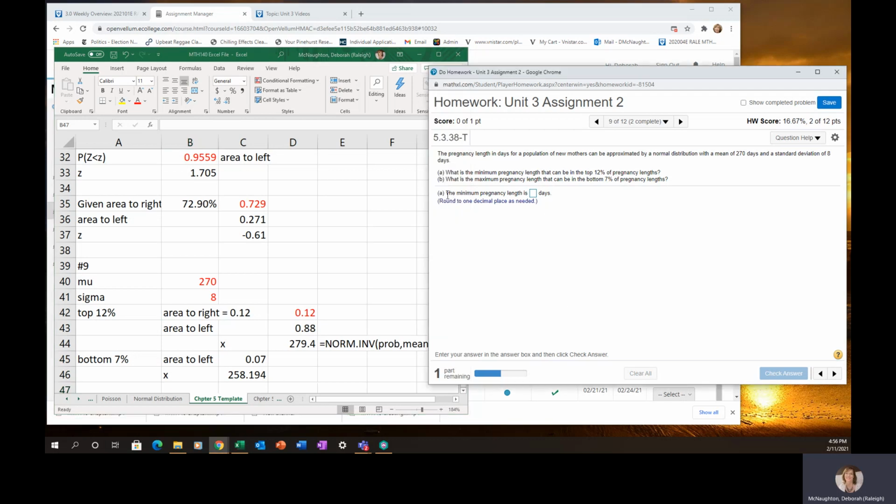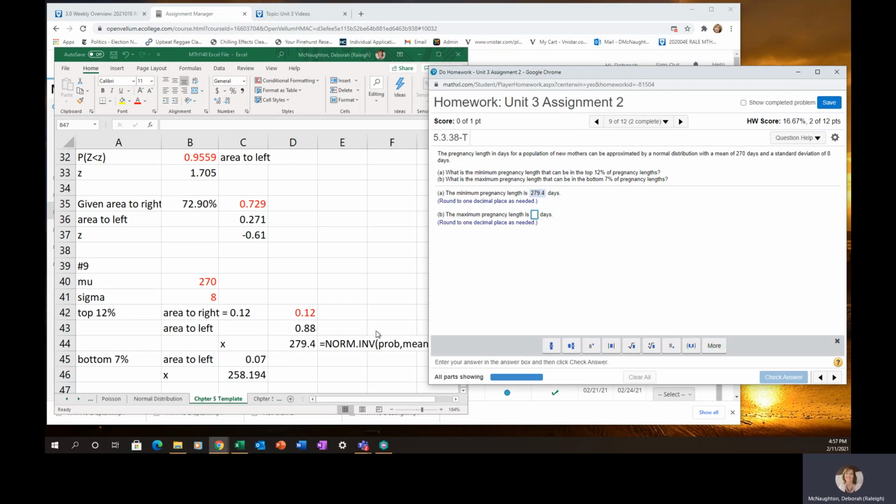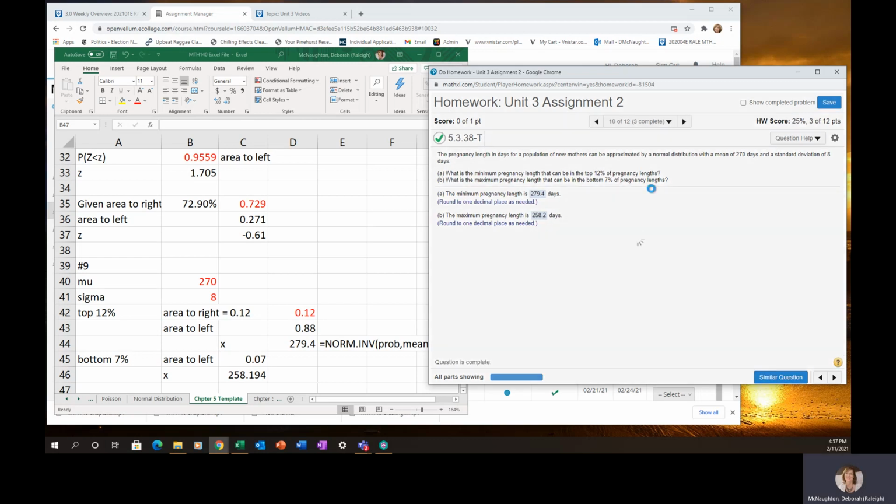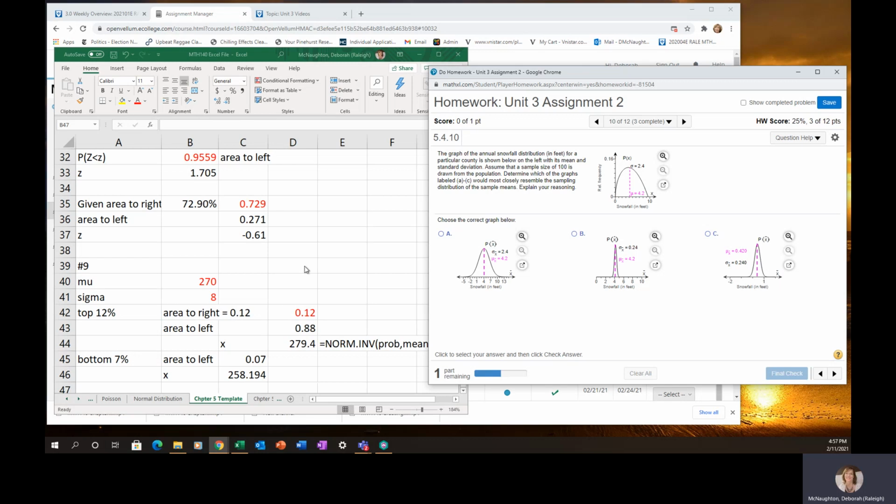So the minimum pregnancy length that's in the top 12% is 279.4. And the maximum length, which this always gives me at the bottom, is 258.2. Okay, and now we can do section 5.4.